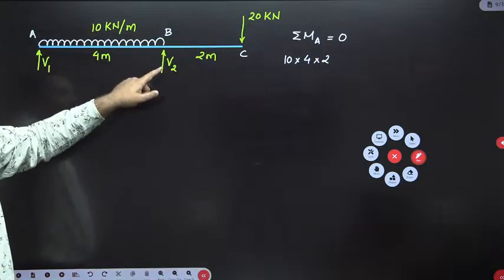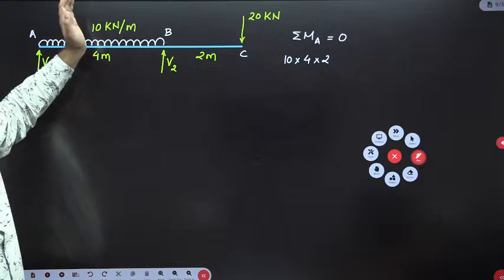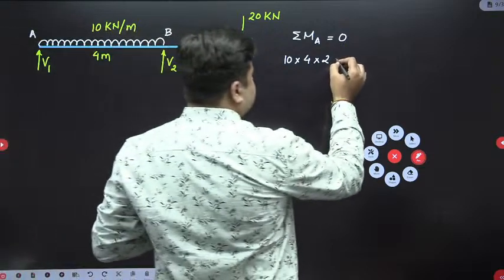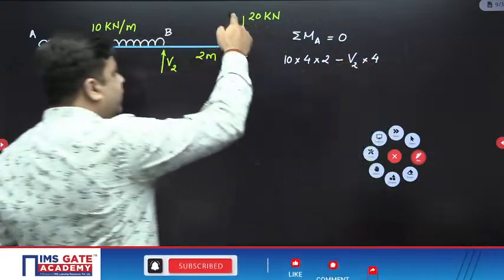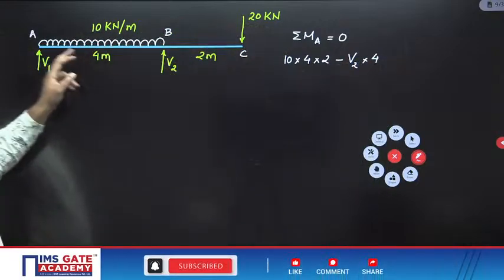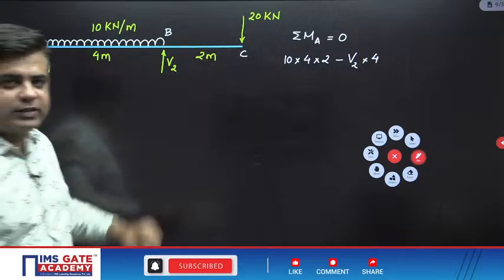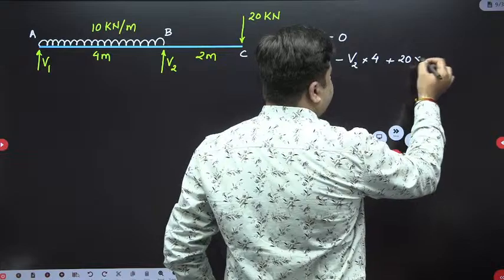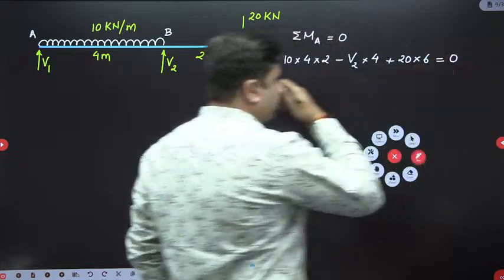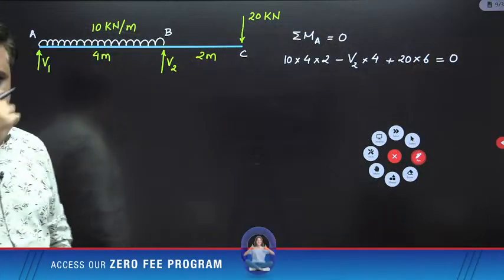Second anti-clockwise moment will be V2 into 4 about point A. So minus V2 into 4. And the third moment will be due to this 20 kilonewton load. Value will be 20 into 6. So plus 20 into 6 equal to 0. Please calculate V2 from here.